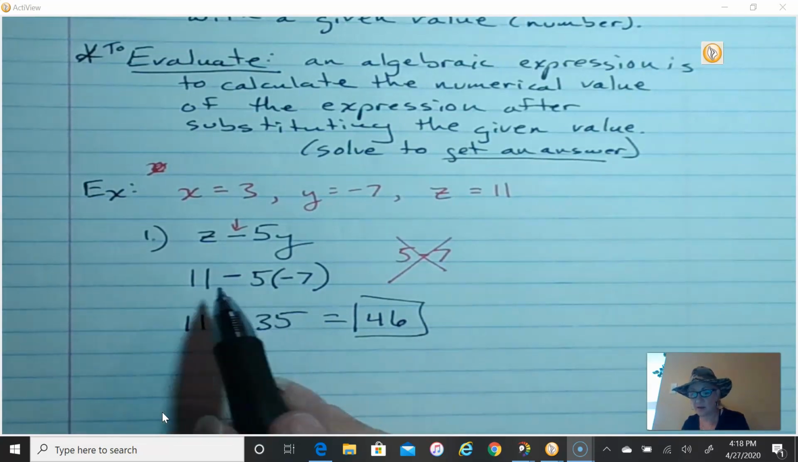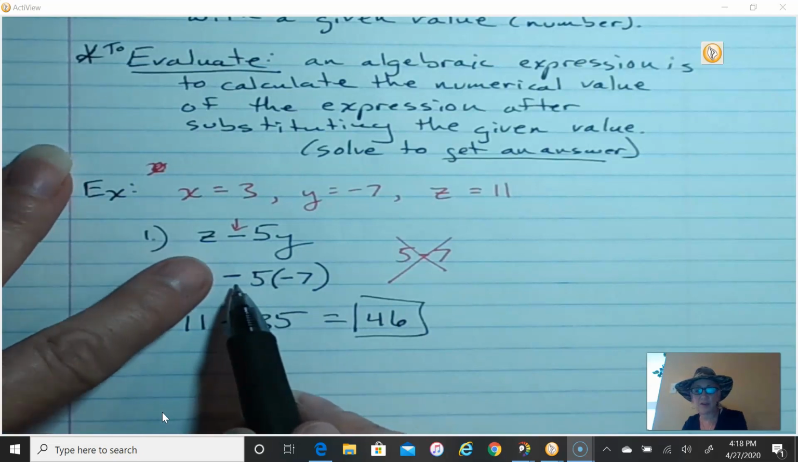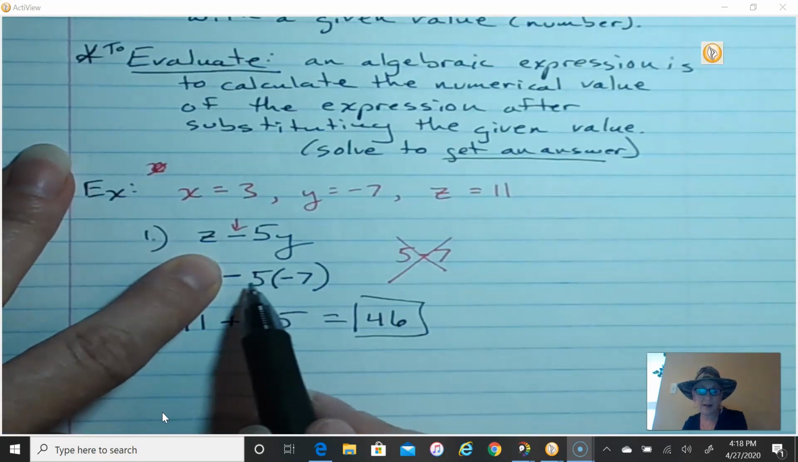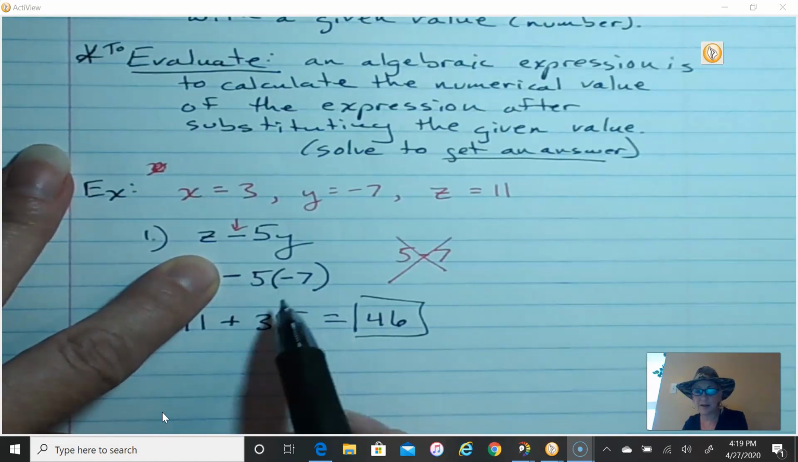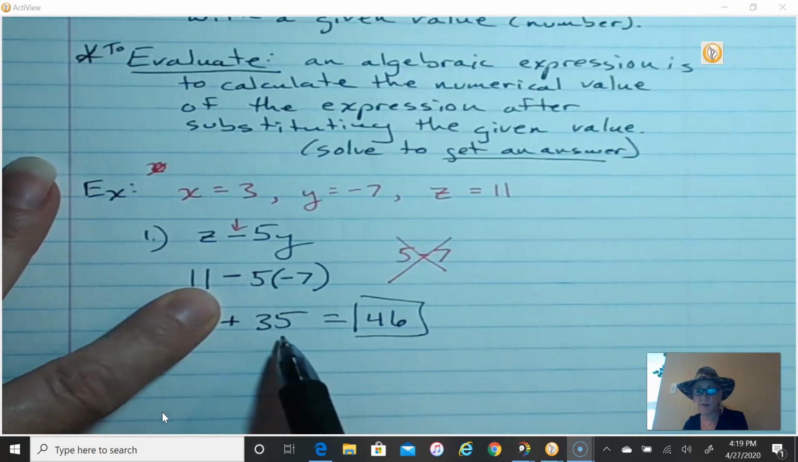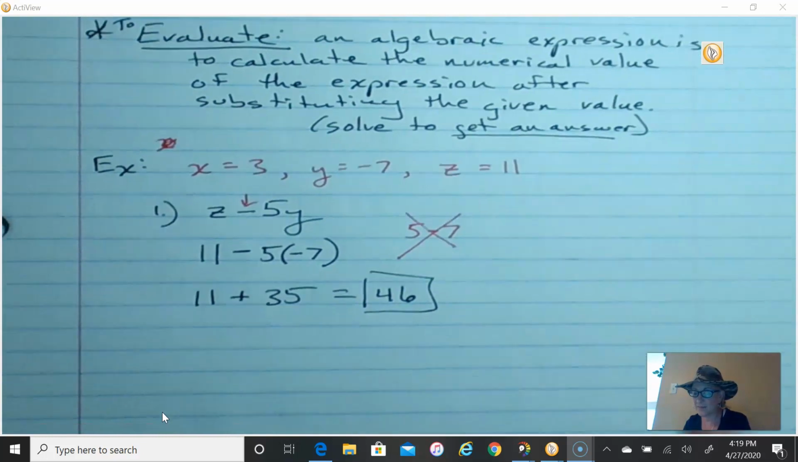Okay? Go back if you need to look at that again. Some of my kids are like, well, where'd the subtraction sign go? That's not necessarily subtraction. That's negative. Negative 5 times negative 7 gives you positive 35. See how that changes? That's hard, I know.